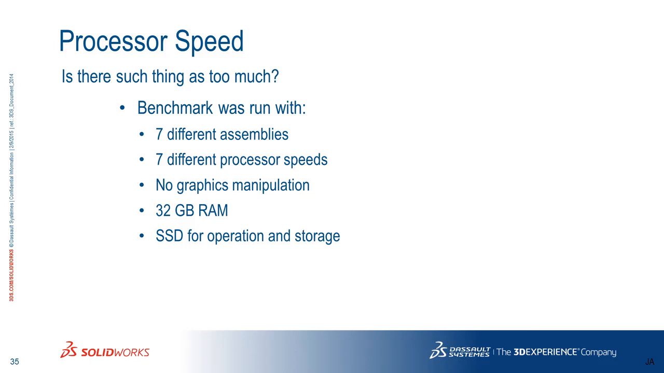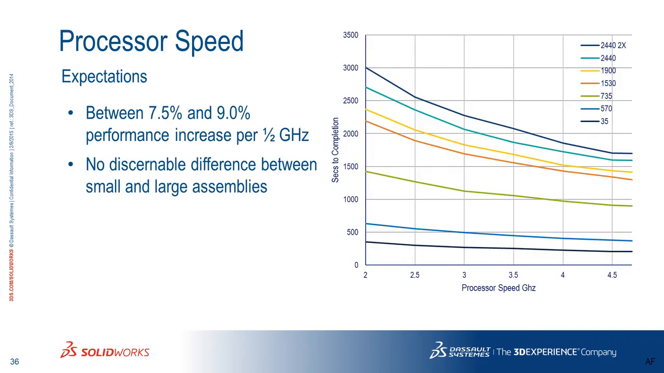The benchmark was run with 7 different assemblies, 7 different processor speeds, no graphics manipulation. Once again, we're saving that for a little bit later on. 32 gig of RAM again, and our SSD for operation and storage. So that's kind of where we started with everything. So this is what we looked at. We utilized the box machine.